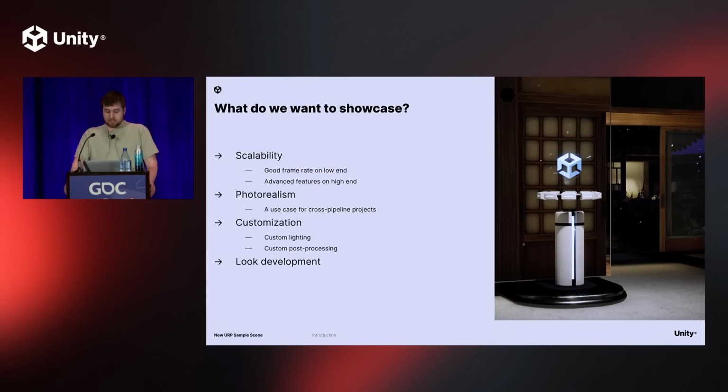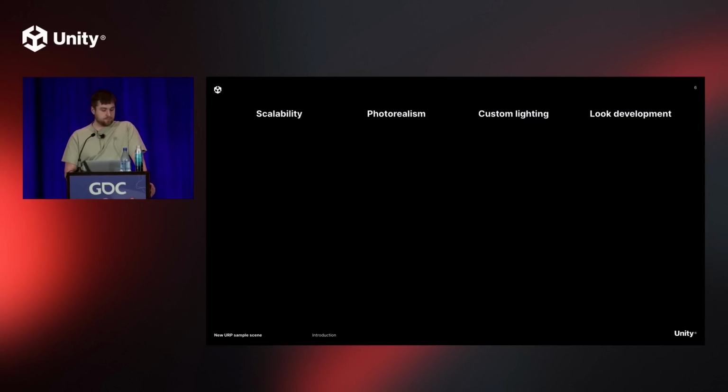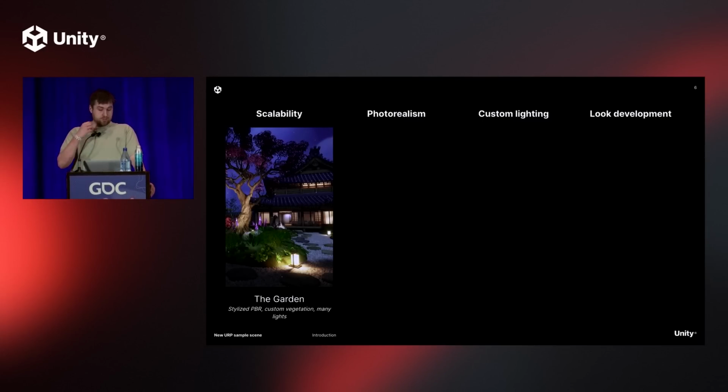And we quickly realized that this wasn't going to be possible with a single scene, so we decided to build separate scenes for each of these requirements. We built the Garden, which uses URP PBR shaders to build an environment targeting mobile and consoles like Nintendo Switch, as well as PC and high-end.